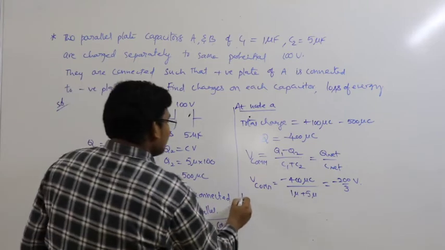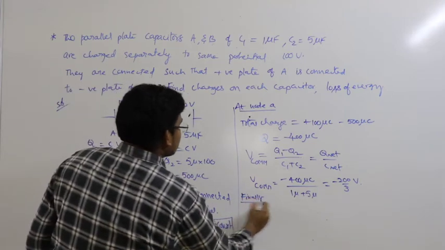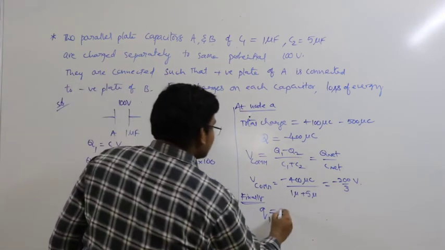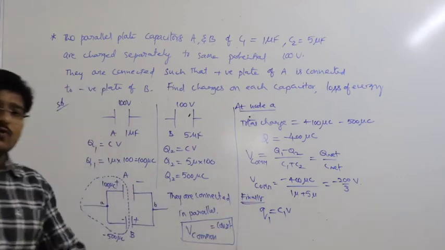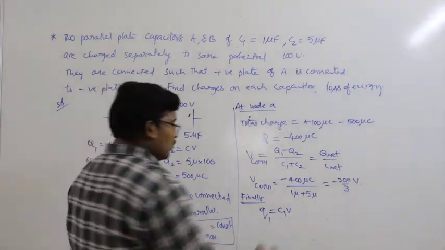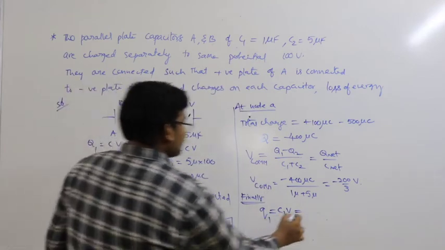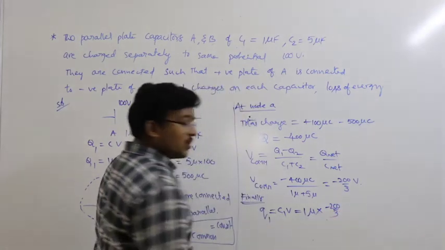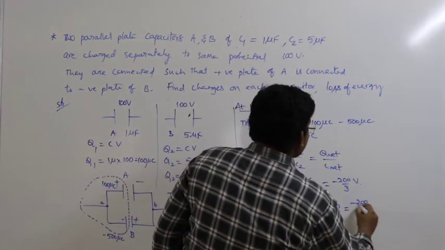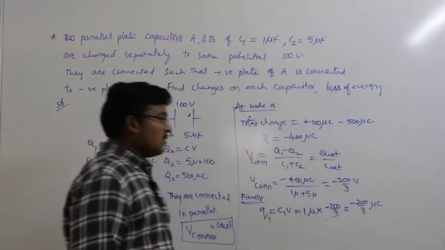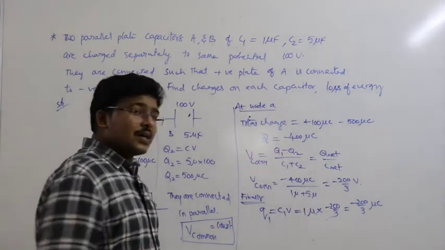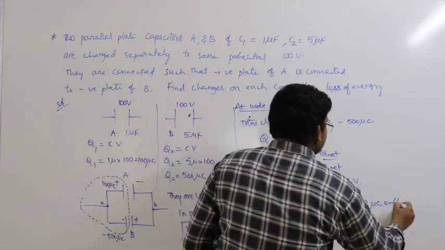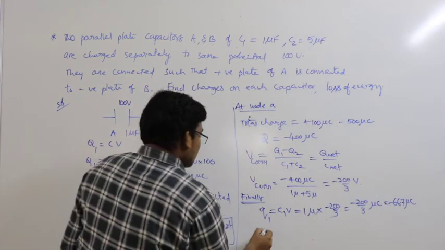Now finally, what are the charges? Now the final charge, let me take small q1, which is equal to C1 into V, because V common we know and the Q formula is CV. Now what is C1? C1 is 1 micro into voltage minus 200 by 3. So you can say that it is minus 200 by 3 microcoulombs. What is minus 200 by 3? It is nearly 66.7, so you can say this is minus 66.7 microcoulombs. Now what is the charge Q2?